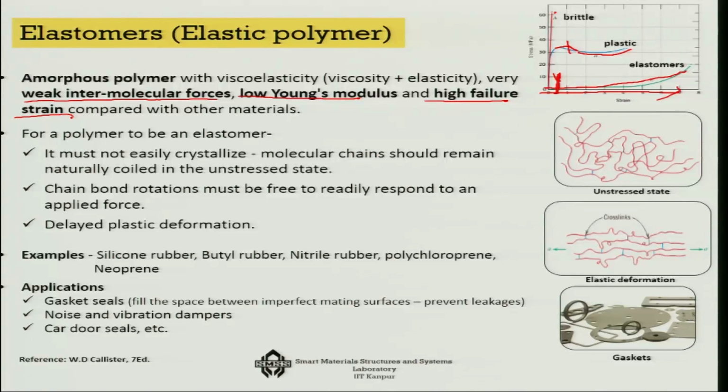For a polymer to be an elastomer, it must not easily crystallize, because the molecular chain should remain naturally coiled in the unstressed state. The chain bond rotations must be free to readily respond to an applied force. Delayed plastic deformation should be there. The examples are silicone rubber, butyl rubber, nitrile rubber, neoprenes, etc. There are applications like gasket seals, noise and vibration dampers, car door seals, etc. So that is about the elastomers.